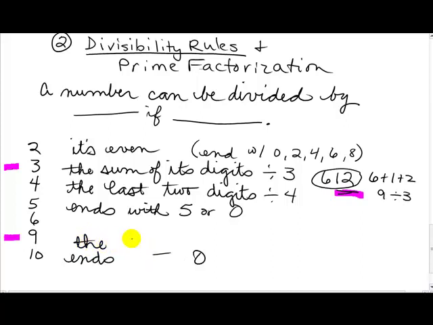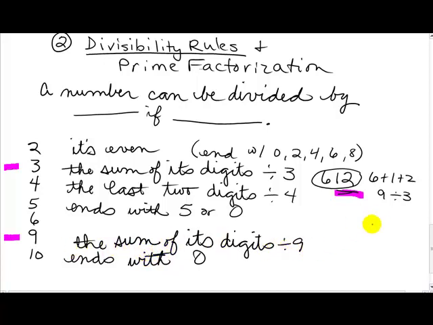The sum of its digits divide by 9. So this number is 612. Because when we add up the digits, we get 9. It can also be divided by 9. Because 9 can be divided by 9.